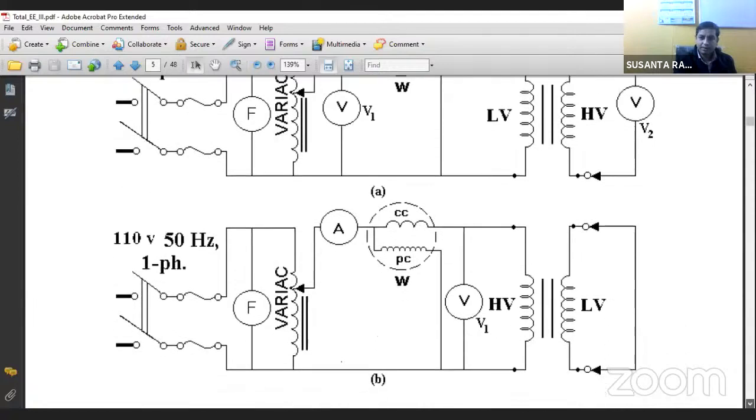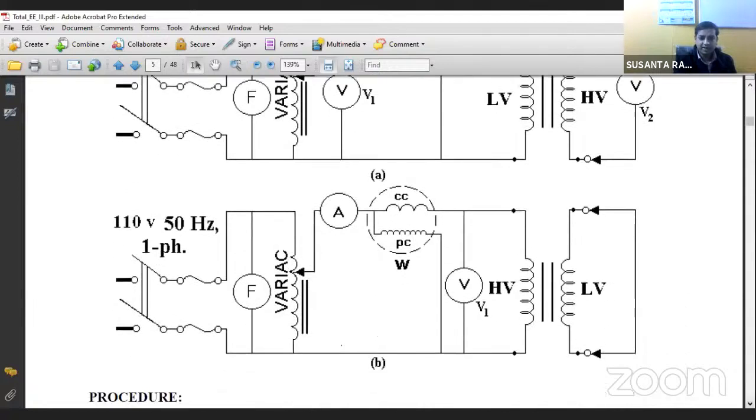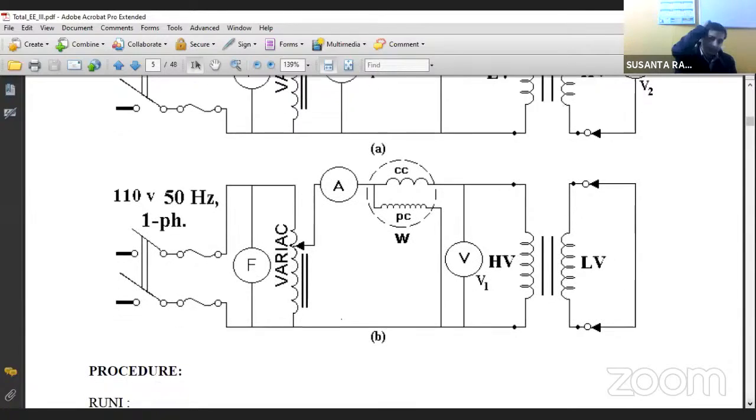Now we'll go for the next test, that is the short circuit test. So short circuit test is the opposite. We perform the test at the high voltage side and the low voltage side is short circuited. All the measuring instruments are kept at the high voltage side. Anything you want to ask?